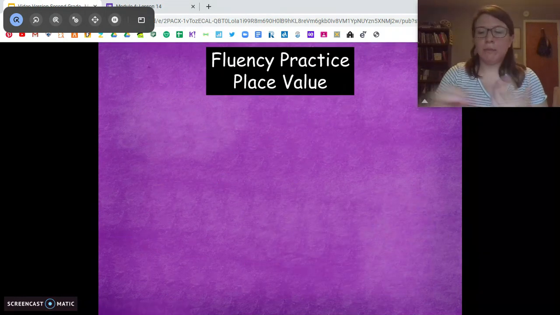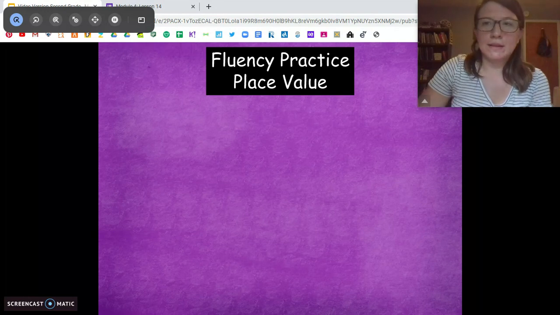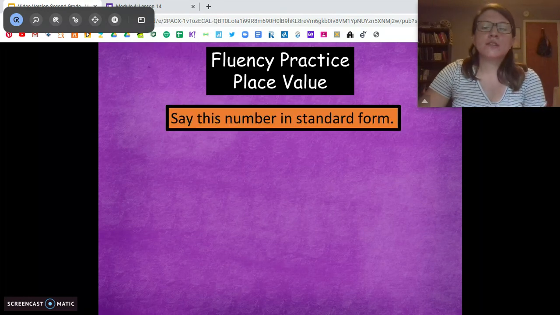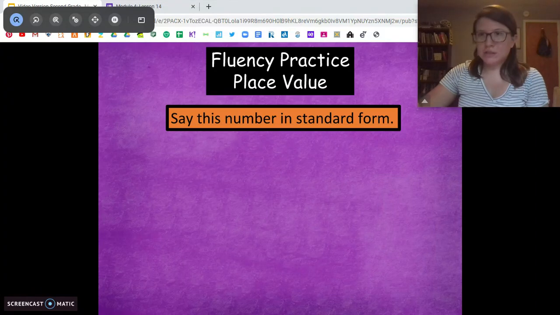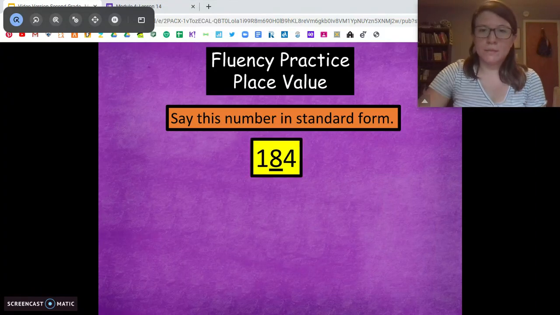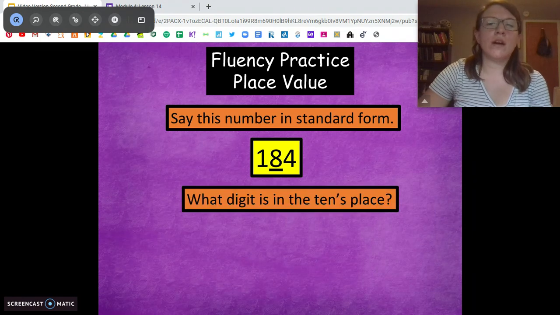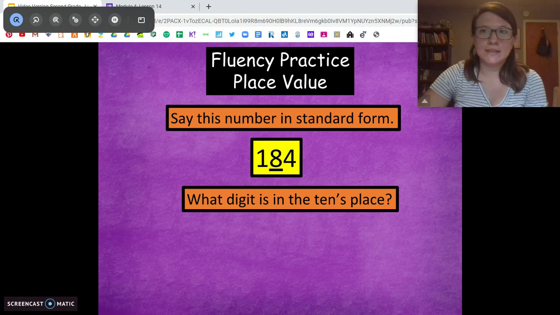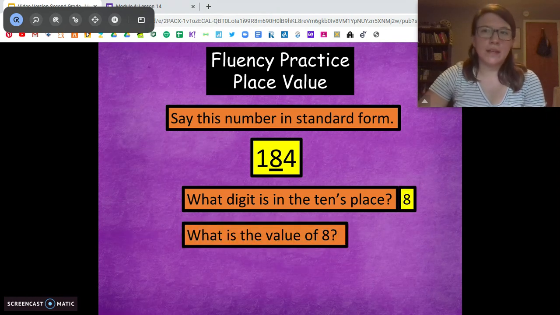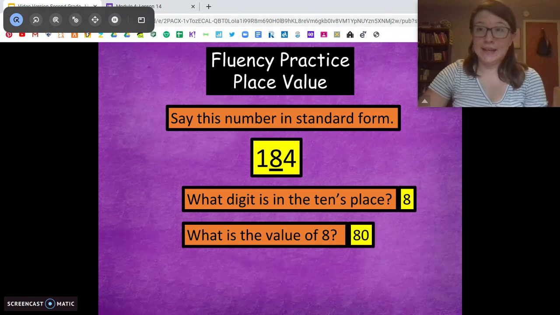We're just going to review a little bit of place value before we get into more subtraction. So I'm going to show you a number. I want you to say it in standard form. Remember, standard form is when you just say the number. So what number is that? 184. Awesome. What digit is in the tens place? 8. Good. And what's the value of the 8? 80, because it's in the tens place.